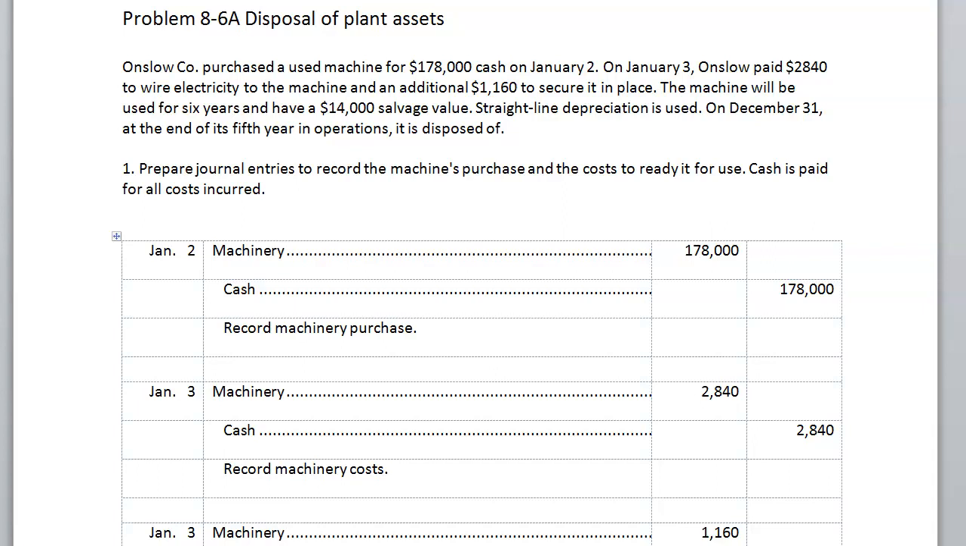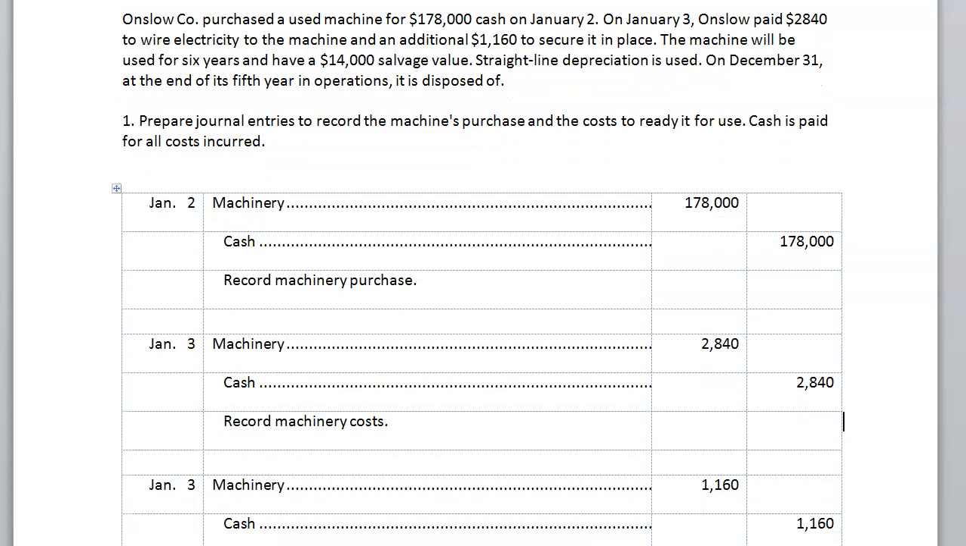So first, we're going to record the journal entries to record the machine's purchase and the cost to ready it for use. Cash is paid for all costs incurred. So on January 2nd, we're going to record the purchase of the machinery, debit machinery, $178,000, and credit cash. Now the next two expenditures that we incurred are to place the asset into service. So those are also going to be capitalized.